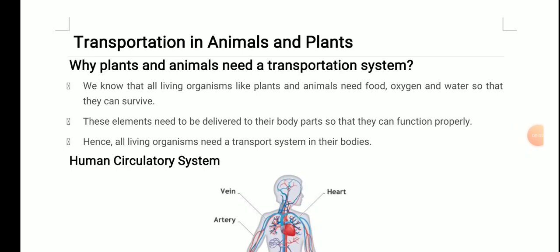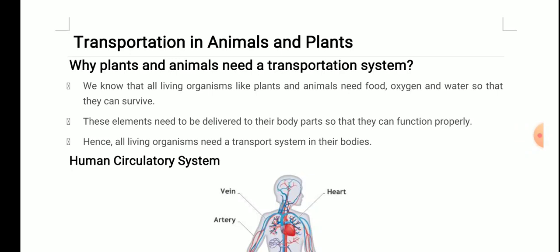Hello students. In the previous video we completed the chapter Respiration in Organisms. I hope you have completed the notes of the chapter and also completed the exercise. Okay. Today the new chapter that we are going to start is Transportation in Animals and Plants. So let's start the new chapter.